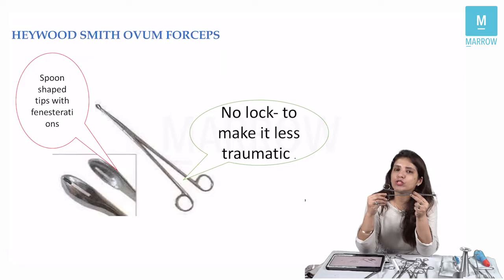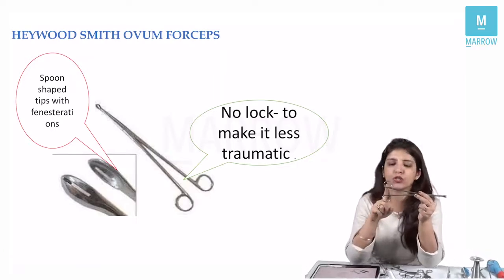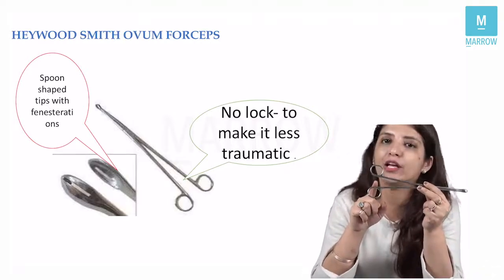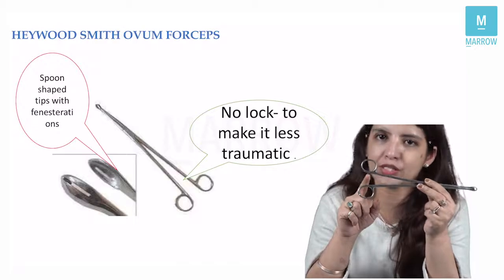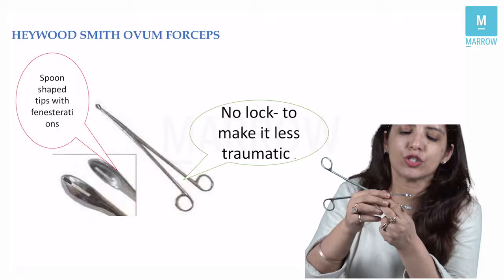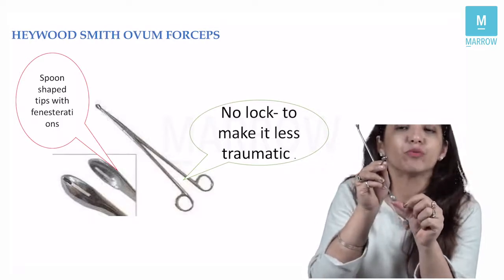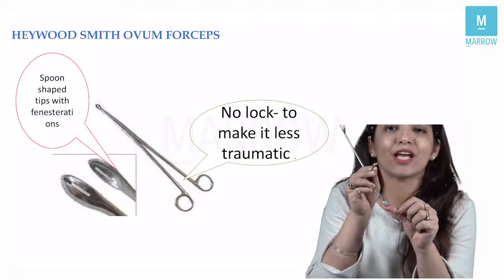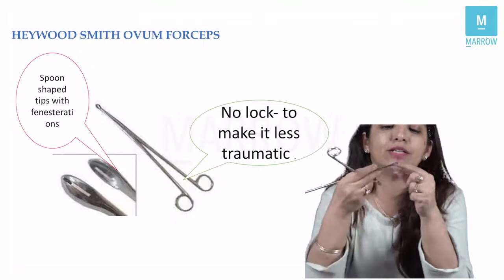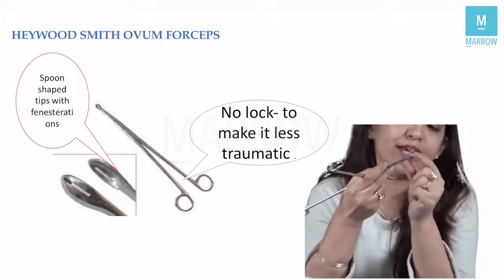In a Haywood-Smith ovum forceps, again what you have to remember is that after Chittel's forceps, this is the second forceps in which you are not going to get any lock. No ratchet lock present at the end. Very easy to identify this forceps because it is a spoon-shaped forceps. The only forceps which you are going to get spoon-shaped is an ovum forceps. Spoon-shaped forceps, no lock, and on the spoon there are serrations present, right?